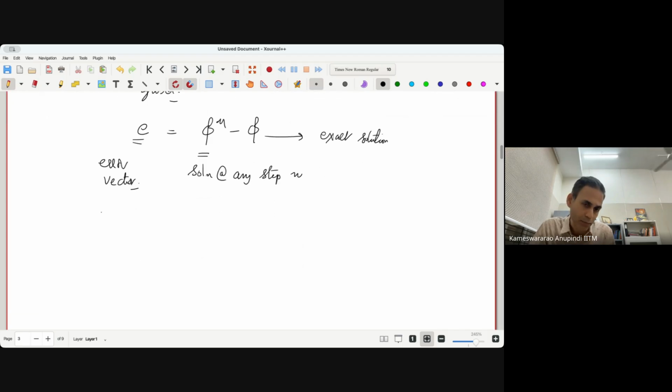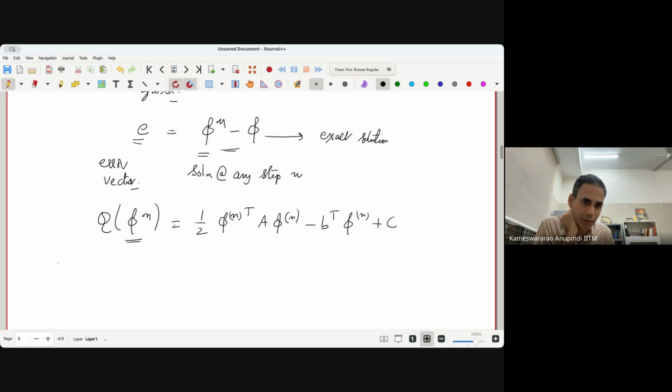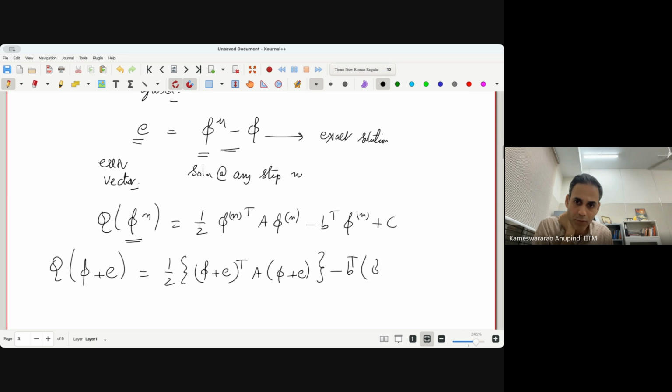Then I can write Q of phi n, same as what I have written before: half of phi n transpose A phi n minus B transpose phi n plus C. Let me substitute for phi n from here. So phi n is going to be phi plus E. So Q of phi plus E is going to be half of phi plus E transpose A times phi plus E, minus B transpose phi plus E, plus C. That's what I have.